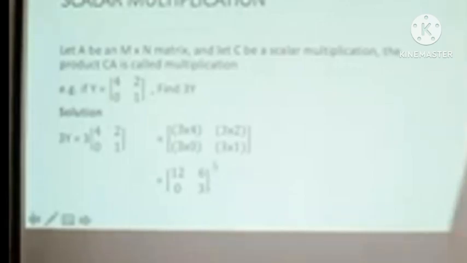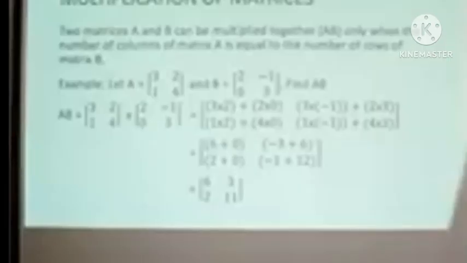Simple as ABC. Next is multiplication of matrices. So 2 matrices A and B can be multiplied together as AB only when the number of columns of matrix A is equal to the number of rows in matrix B. Listeners and viewers should take notes. Multiplication of matrices is not the same as scalar multiplication. It's not the same as addition. It's not the same as subtraction.